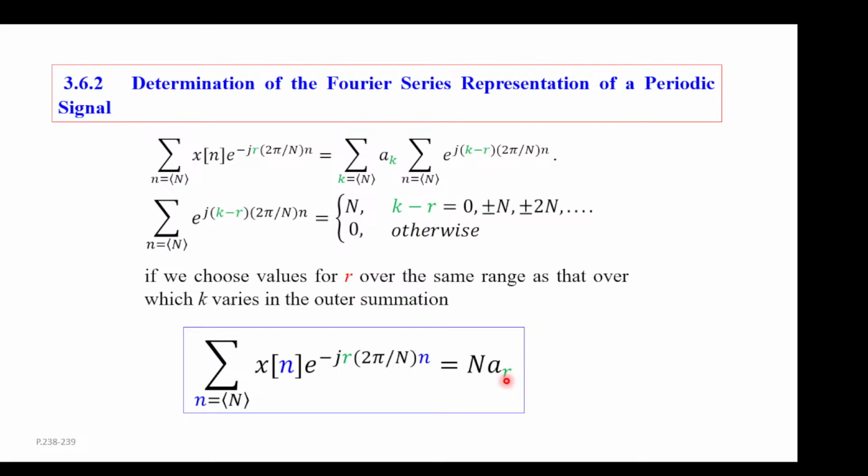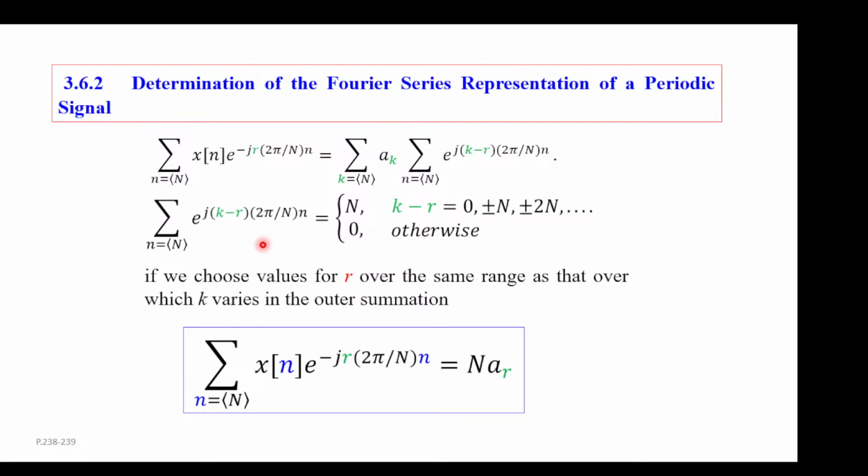Then you can change the variable r back to k, and you will see that a_k equals 1 over big N, summation over small n, x[n] e to the minus jk omega n. Okay, so that's the analysis relationship for discrete-time signal. Everyone understand?